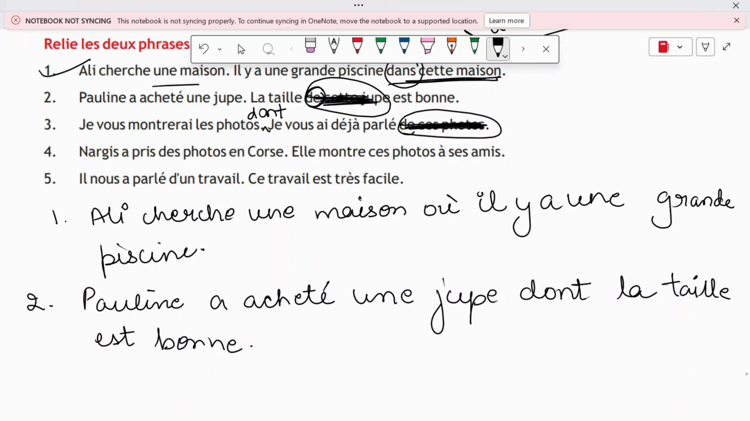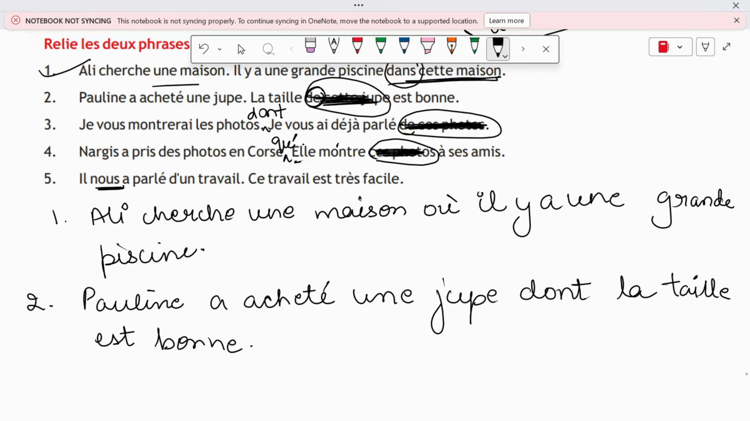Similarly, Nargi après had taken, passé composé, des photos en course, these photos in course. Elle montre, she showed ces photos, these photos à ses amis, to her friends. The word photos is being repeated. Now here, photos is at the place of the object. Subject, verb, and then we have the object. So we are going to put que. It would be QU apostrophe because it is followed by a vowel E.